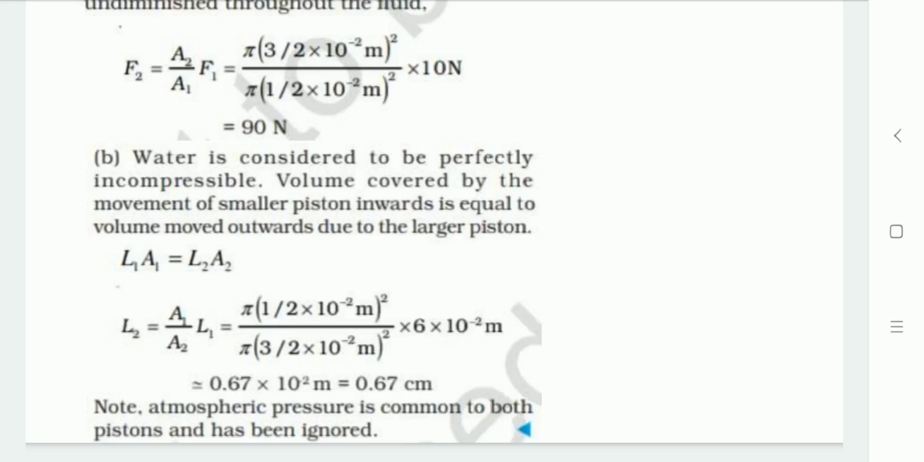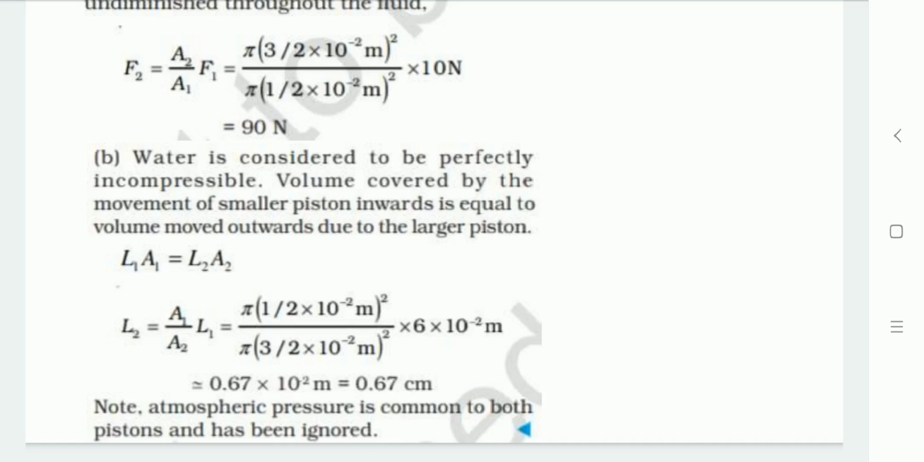the volume moved outside due to the larger piston, that is L1A1, the volume of the first piston, equal to the volume of the second larger piston, that is L1A1 equal to L2A2. Make the subject of the formula L2, that would be A1 by A2 into L1.